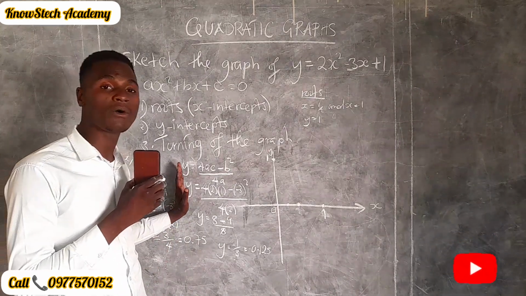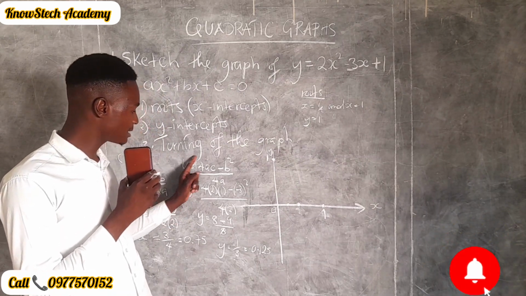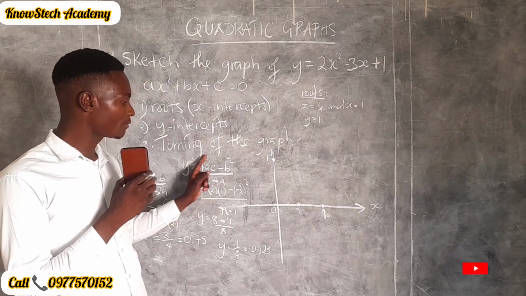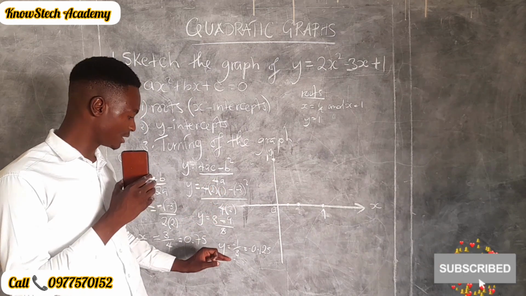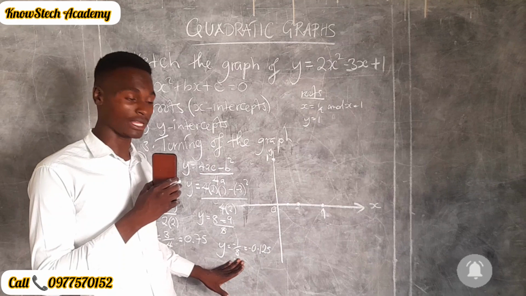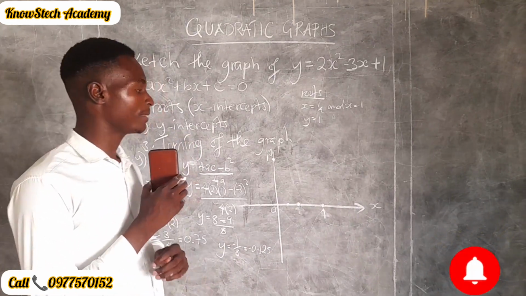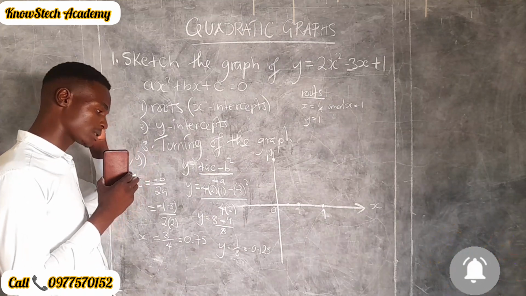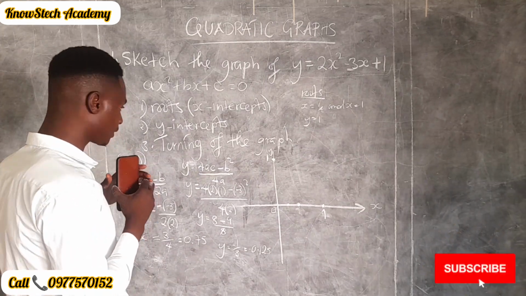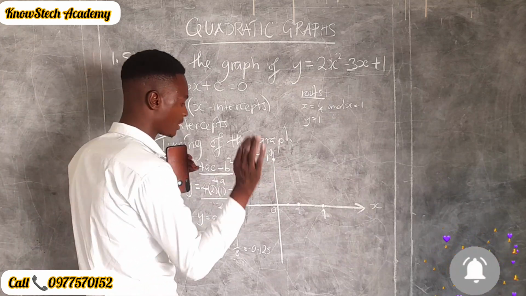Then the minimum or maximum value is this formula. So we found the minimum value of the graph, which is -1/8 or -0.125. That's all. Let's graph this now. We are just sketching, by the way. It may not be accurate, but we are sketching.